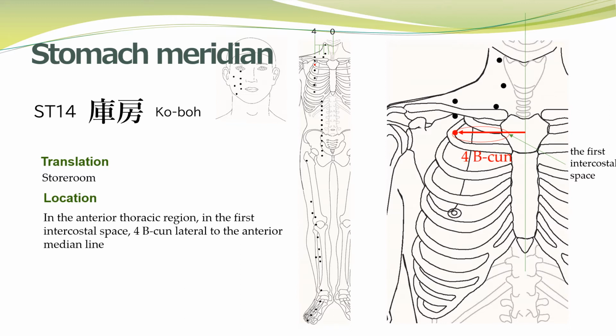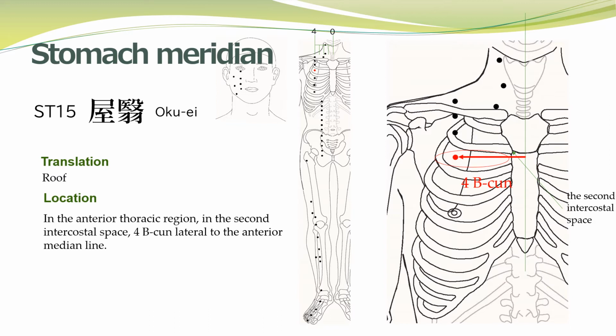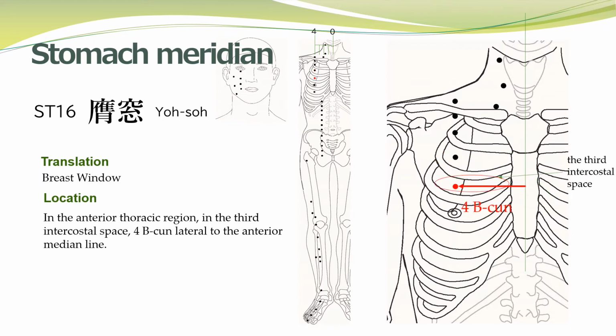ST15. Roof. In the anterior thoracic region, in the second intercostal space, 4 fcun lateral to the anterior median line. ST16. Breast window. In the anterior thoracic region, in the third intercostal space, 4 fcun lateral to the anterior median line.